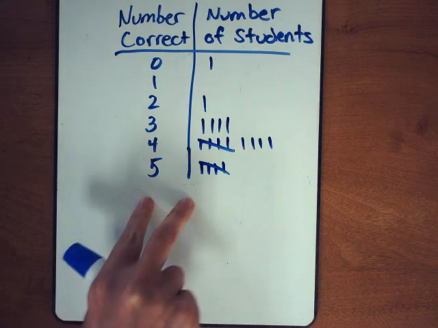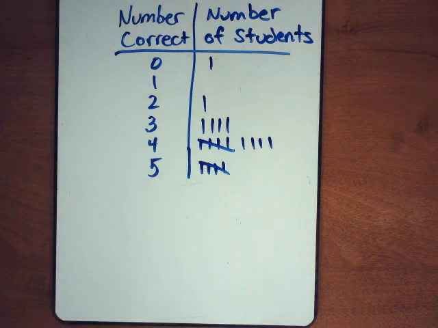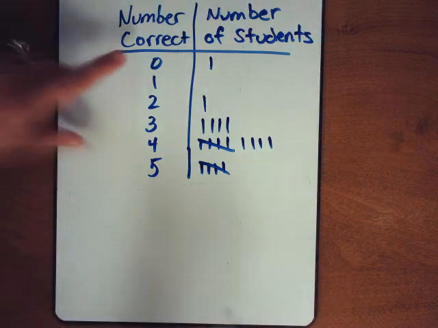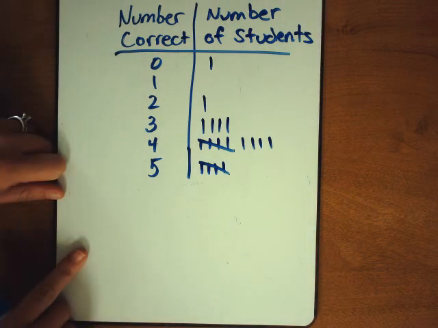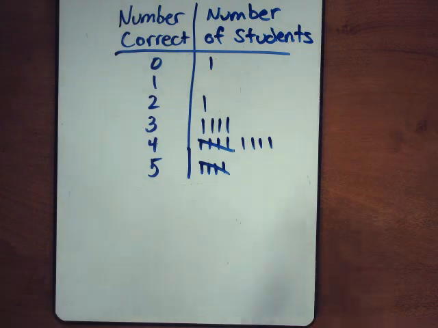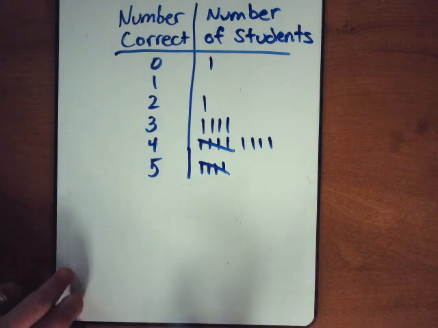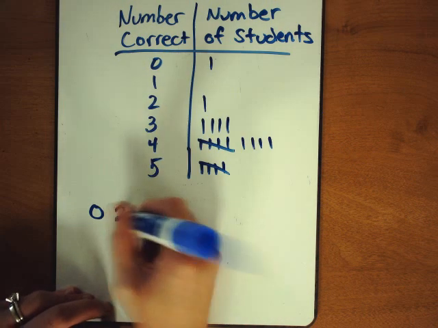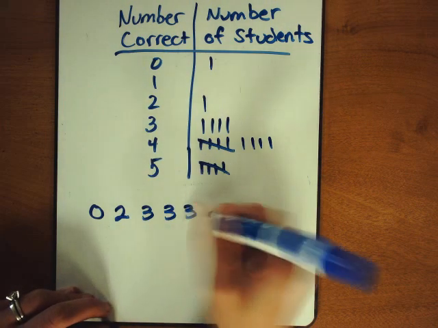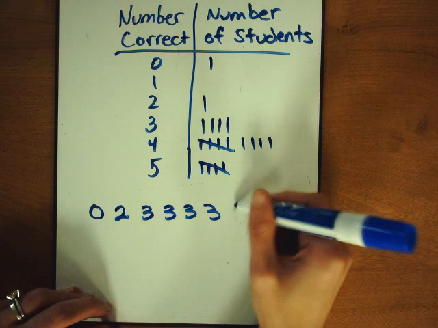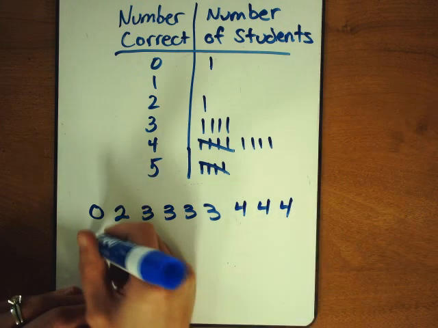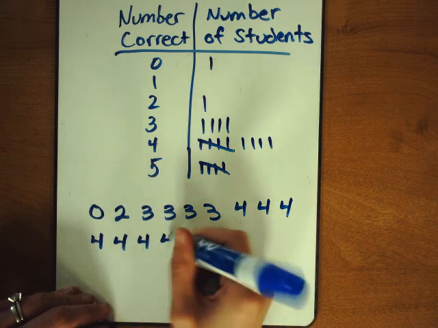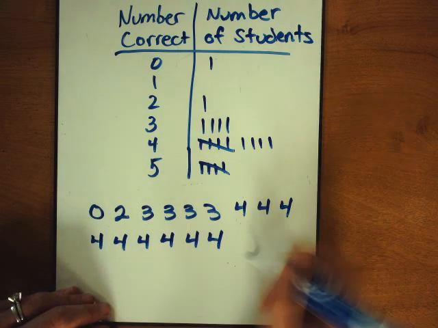So I want to use this to find the median, okay? So the median is the middle number, but I can't just simply use these numbers here to find the middle. I need to list all of the numbers reported out in order. So I've got 1, 0, no 1s, 1, 2, 4 3s, 9 4s, and then 5 5s.